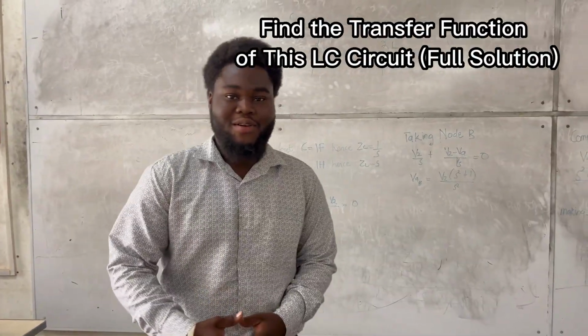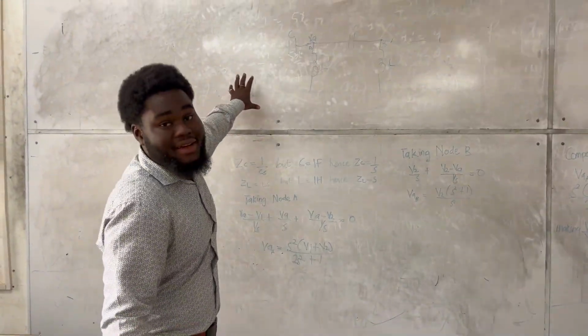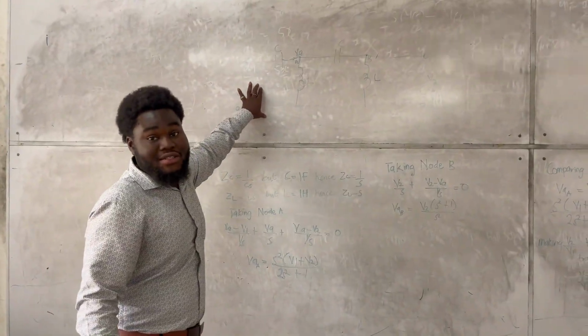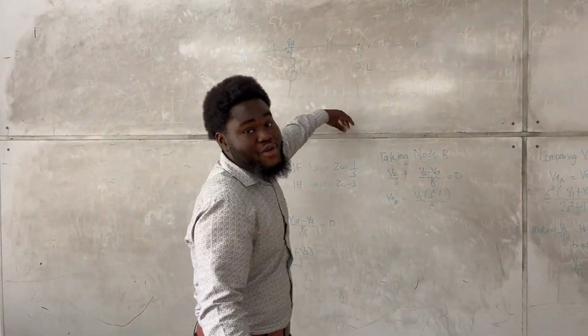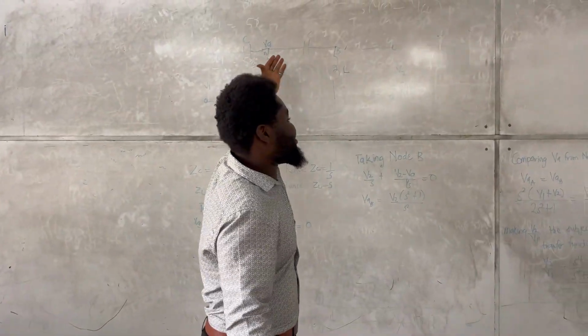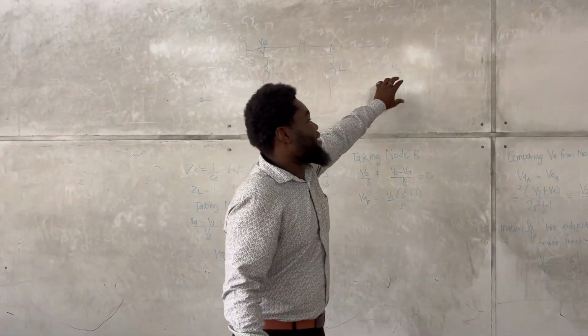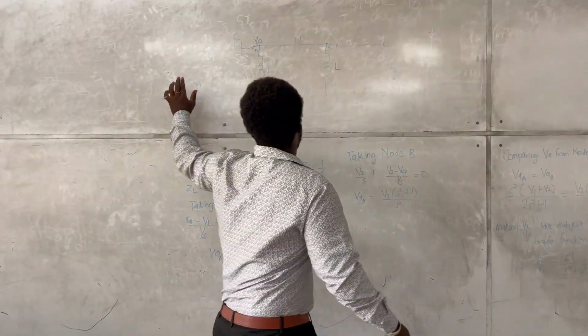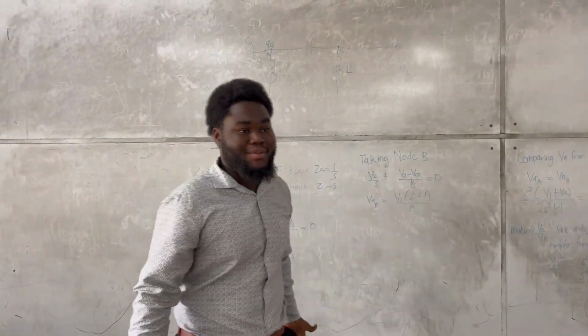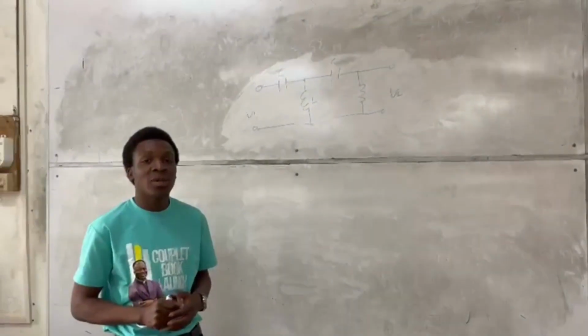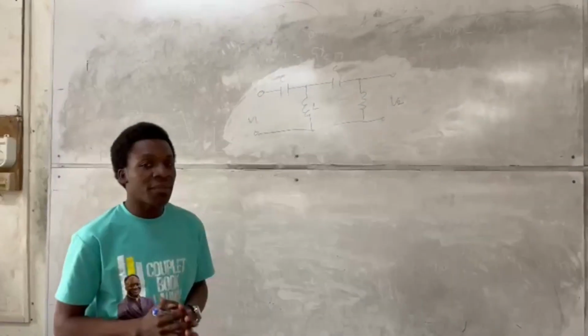Question five. We are asked to find the transfer function of this circuit. And we all know that the transfer function of this circuit is the Laplace of the output over the input. That's V2 over the input source. Okay, so this element is number 3.